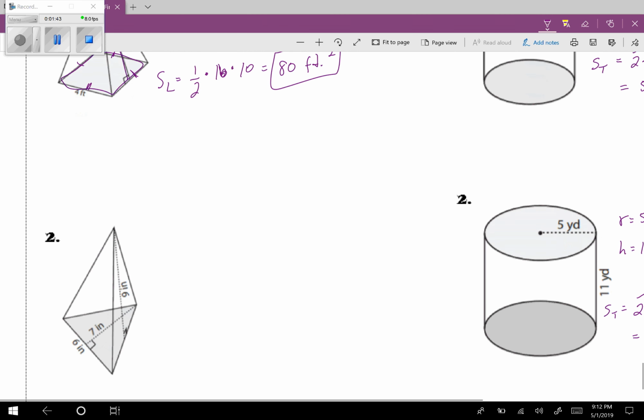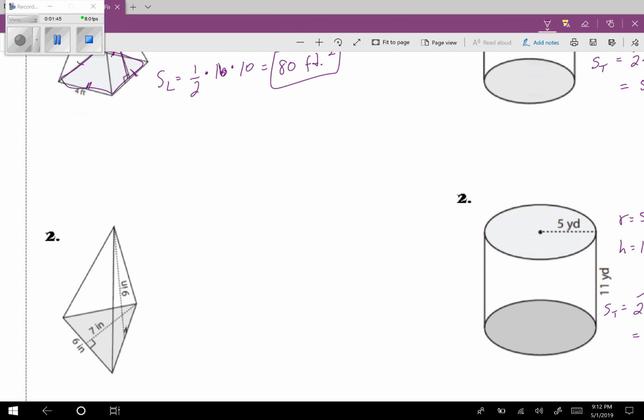Okay, next one. We have this triangular pyramid. So here's our base. Again, on this one, since it's not labeled, I'm going to label it as an equilateral triangle. On all of your assignments and tests, they're going to have these other sides labeled for you, so you won't have to do the Pythagorean theorem or anything to figure out those other sides.